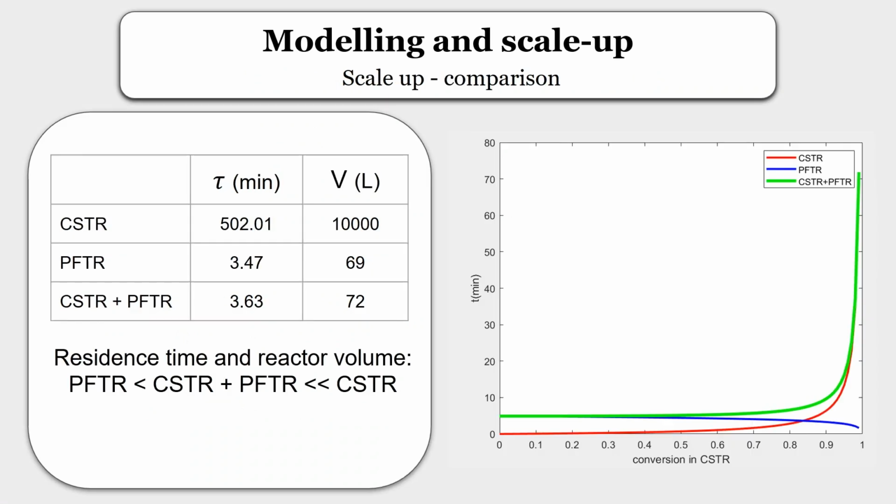We compared the residence time and reactor volume of the three reactors, and as shown in the table, the results follow the order of CSTR, mixed, and PFTR.